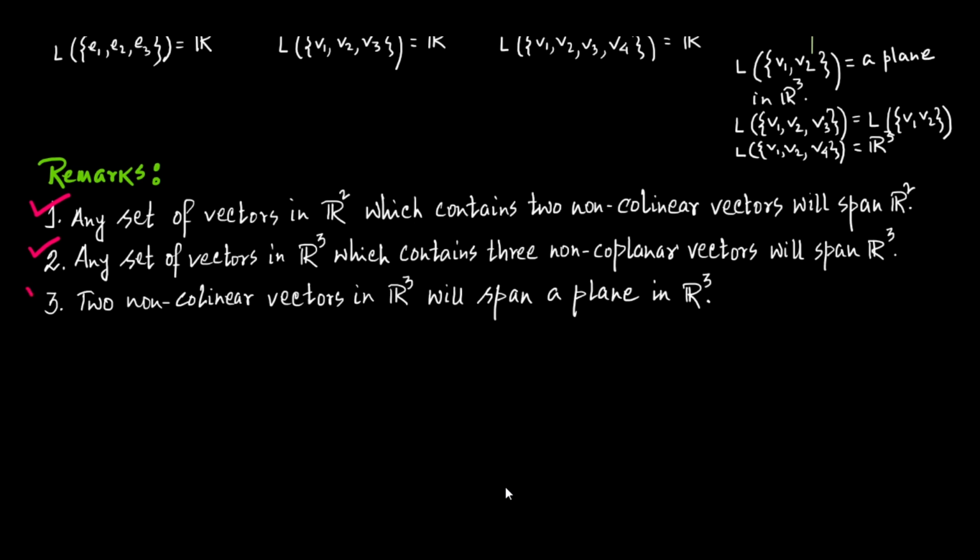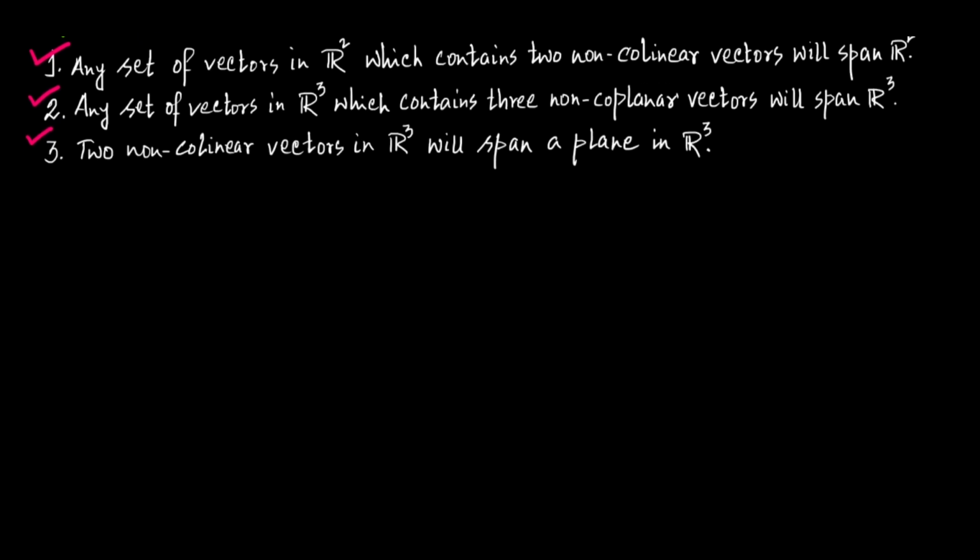And the third one, two non-collinear vectors in R3 will span a plane in R3. So whatever we have seen geometrically, these remarks are summarizing those things. Now, let us see some examples or try to solve some problems.